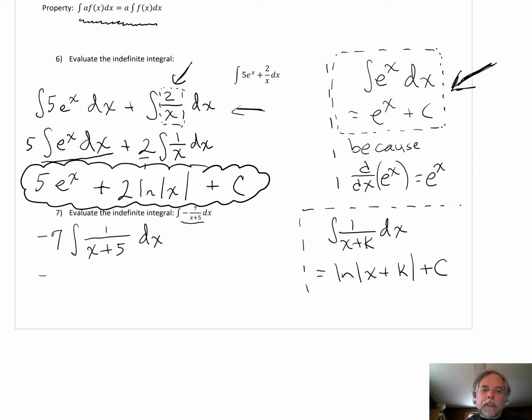And now it's set up to apply this formula, the right-hand side, because it is the integral of 1 over x plus k, the integral of 1 over x plus 5. So we get negative 7 times the natural log of x plus 5 plus c.